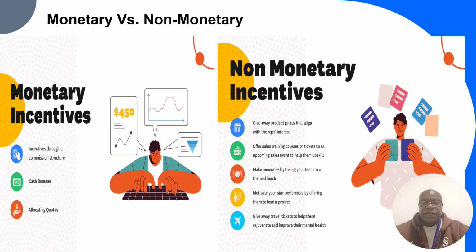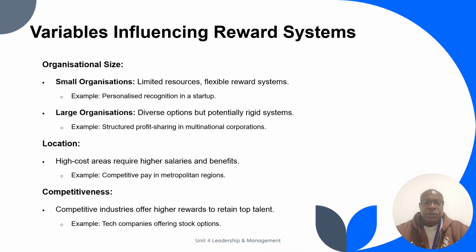Okay. Next, we have looking at variables, how variables influence reward systems. Variables can come in the form of organizational size. So small organizations will have limited resources, could also operate flexible reward systems, such as personalized recognition in a startup. Then larger organizations with diverse options potentially may have rigid systems, for example, structured profit sharing in a multinational corporation. So the size of an organization will determine the level of reward that may be offered.